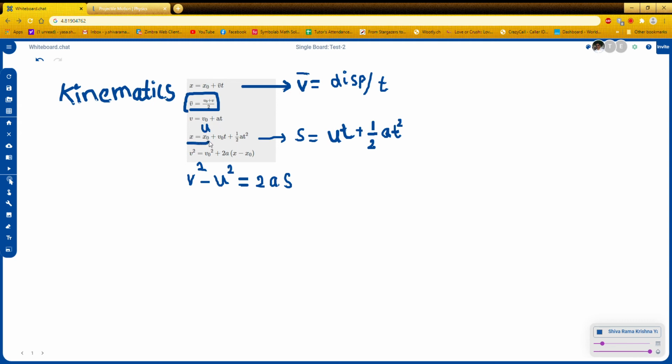and this formula, if we bring x naught this side, is basically x minus x naught, that is displacement, is equal to v naught t, that is u t, plus half a t square. And the last formula is basically v square minus u square is equal to 2as. These are the basic formulas that we need to solve a projectile motion with some curious thinking.